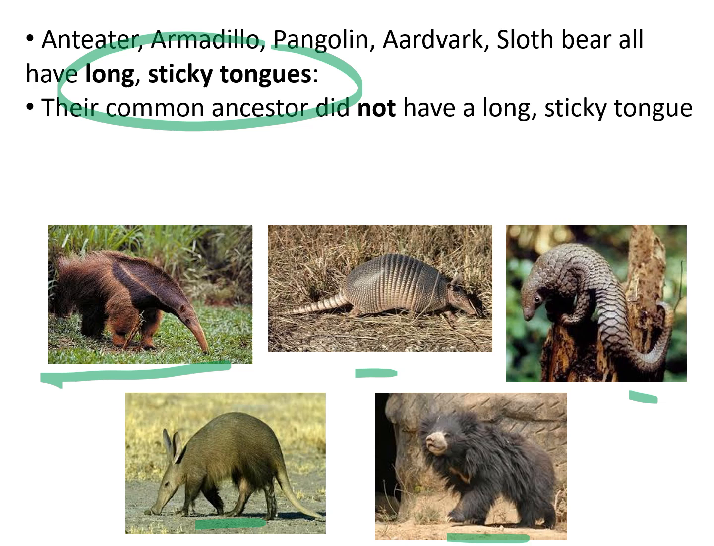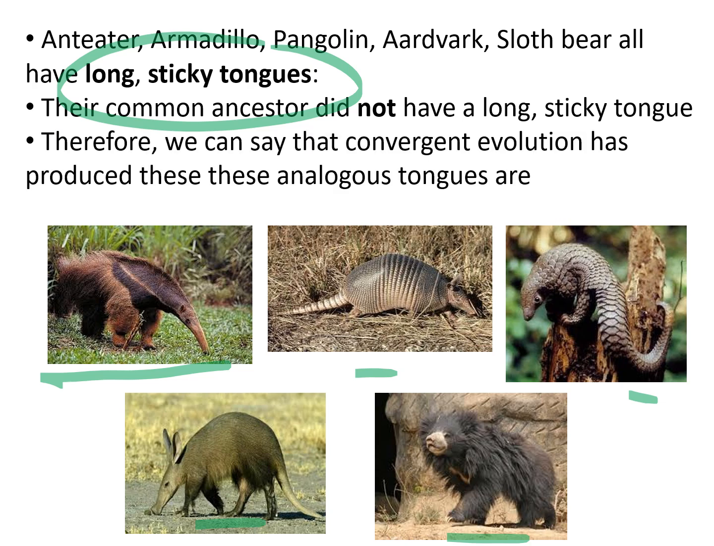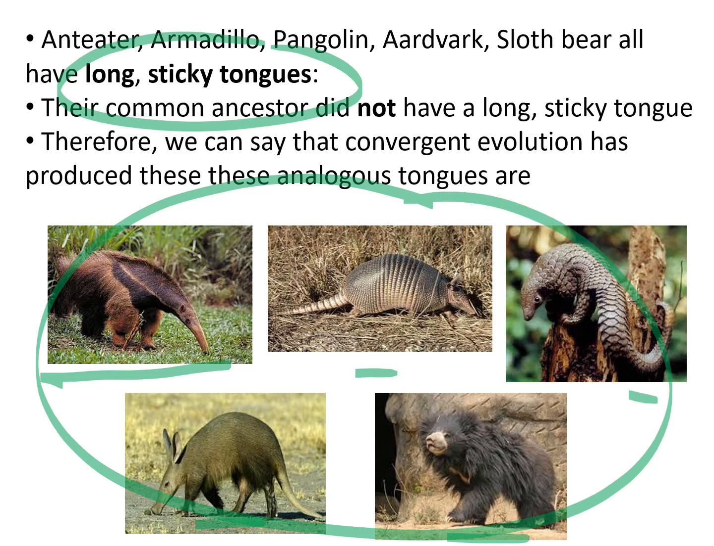And so they've all converged on this similar, not necessarily the entire body plan, but the idea of this one particular analogous structure. Their common ancestor would not have had a long sticky tongue, but all 5 of these have converged on that same structure. Analogous.